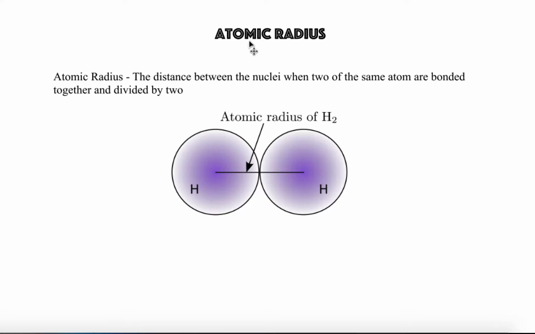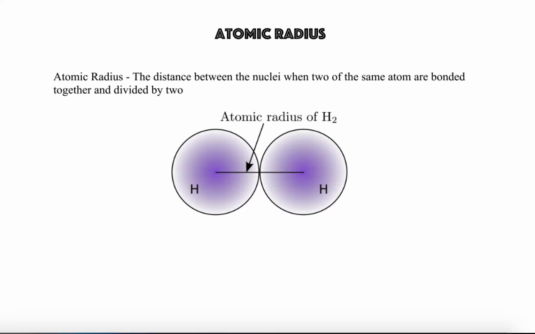To begin, the atomic radius is defined as the distance between two nuclei when two of the same atoms are bonded together, and that distance is divided by 2. So here we have an example of H2, the molecule of hydrogen. The atomic radius of hydrogen would just be the distance between two nuclei of hydrogen, divided by 2.